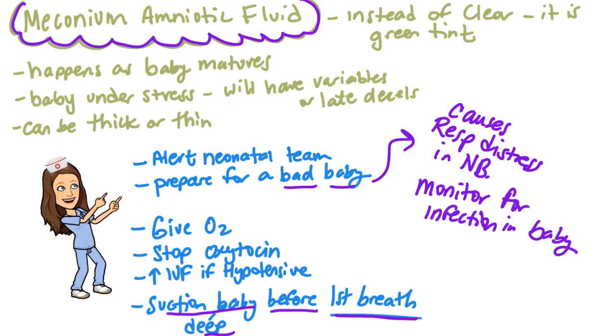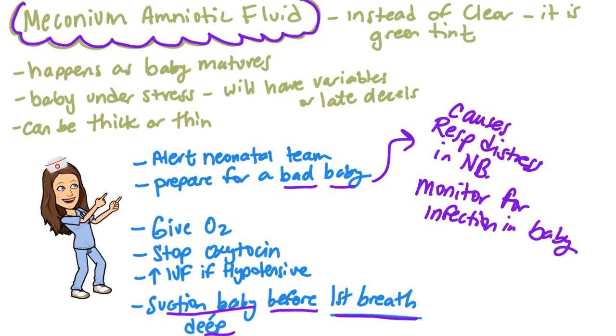Now we'll move on to meconium amniotic fluid. So when you rupture the membranes, the fluid comes out and you make the observation that it's meconium stained. It will be a green tint instead of clear. Now, this is worrisome for the baby more than the mother. So it can mean a couple of different things. It happens as the baby matures, so closer to post dates.